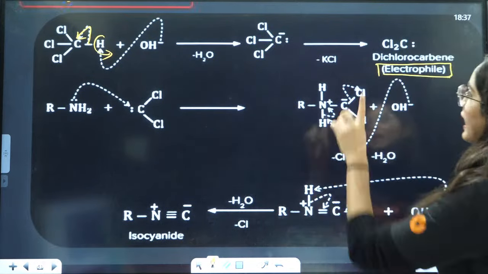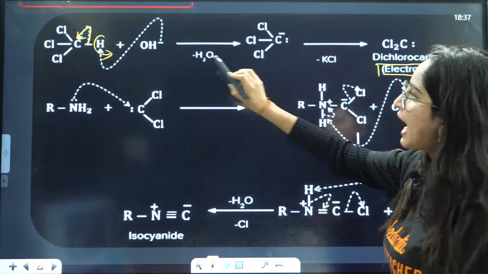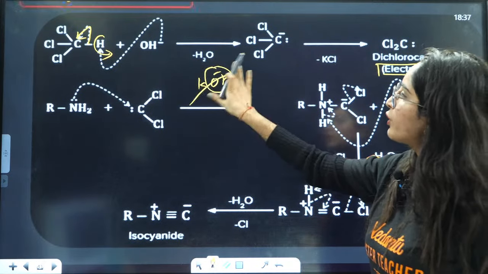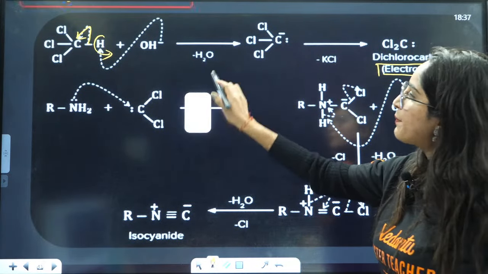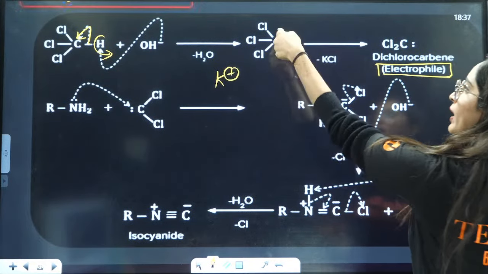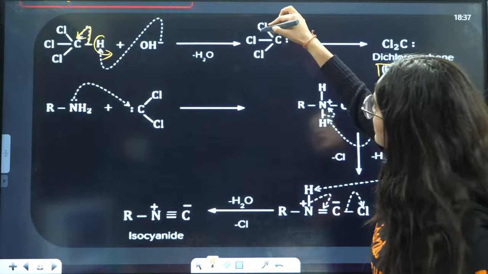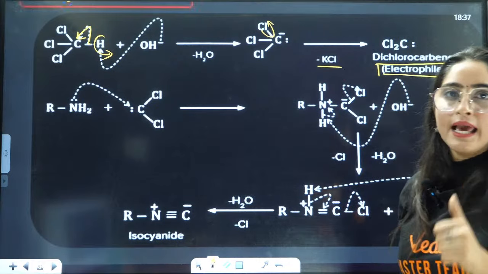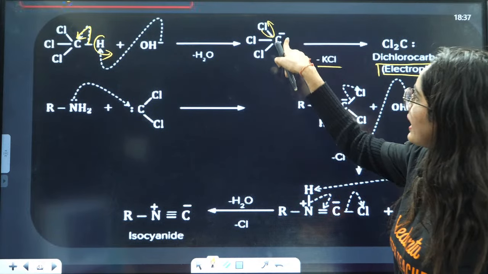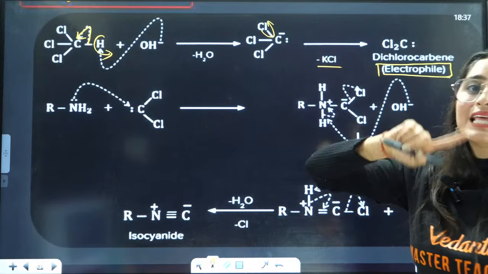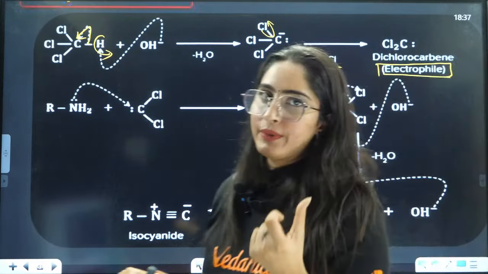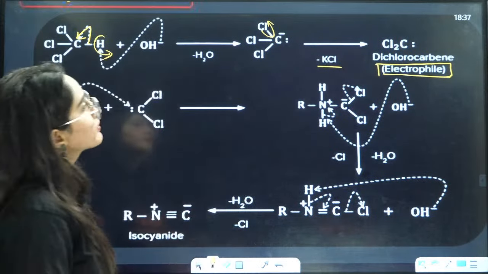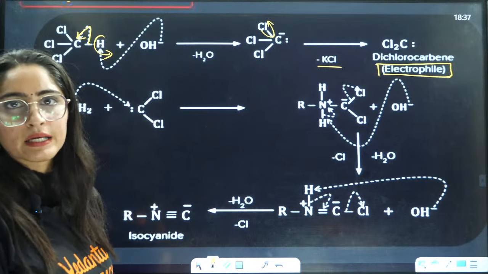So now we know what will happen from here. You have KOH, so OH has done its work. Now you are left with K positive here. K positive will take out one Cl negative from here, and you will have the elimination of KCl, and these 2 electrons here and 2 electrons here will form dichlorocarbene, which has 6 electrons on this carbon, right?